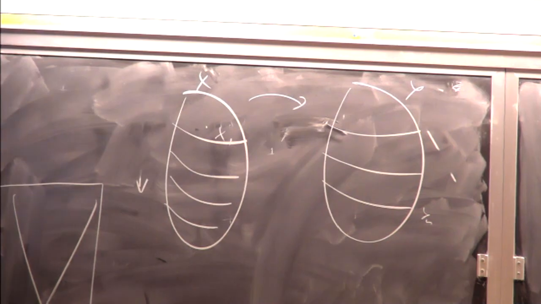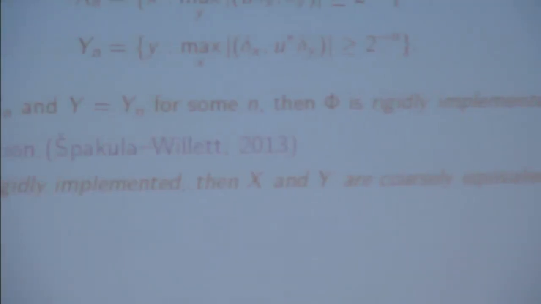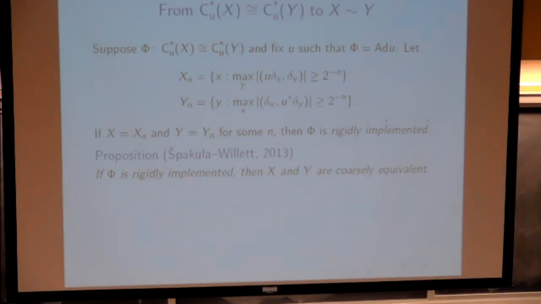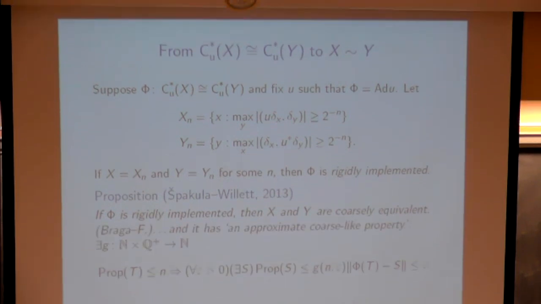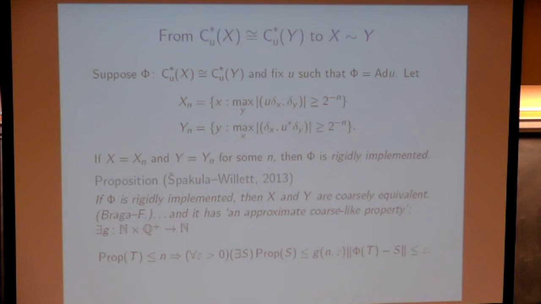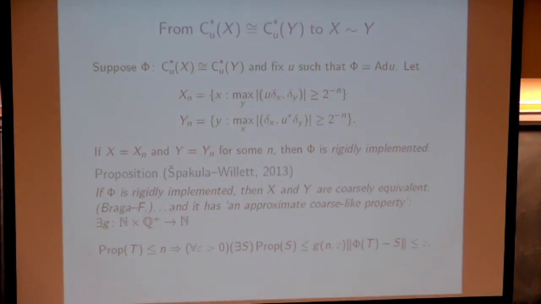Now, in that case, Špakula and Willett proved that actually X and Y are coarsely equivalent. This requires some argument. Now, as I should have said earlier, this is joint work with my postdoc Bruno Braga and my former student Alessandro Vignati. So what Braga and they proved is actually slightly more: there is an approximate coarse-like property.